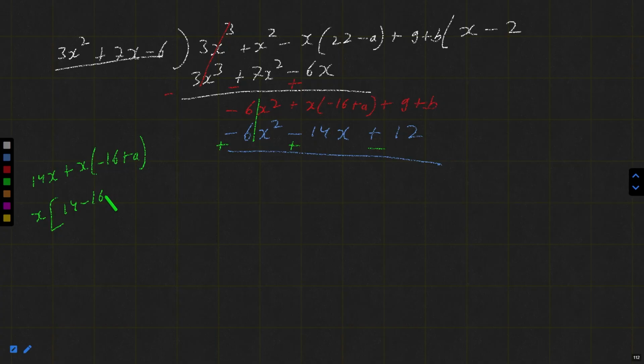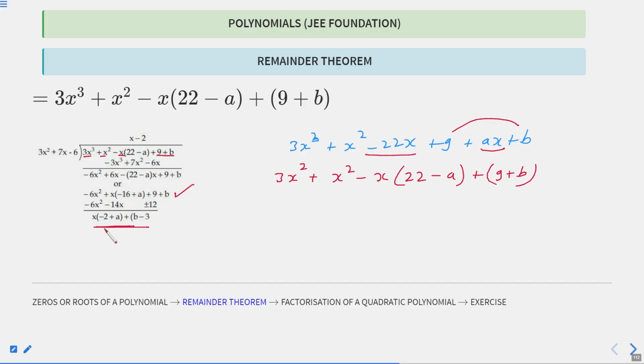So this will be x times (minus 2 plus a) plus, now the 9 plus b minus 12 equals b minus 3. So here plus b minus 3. This is my remainder term for now. Okay, so let's see what we can do next. So this is x times (minus 2 plus a) plus b minus 3.